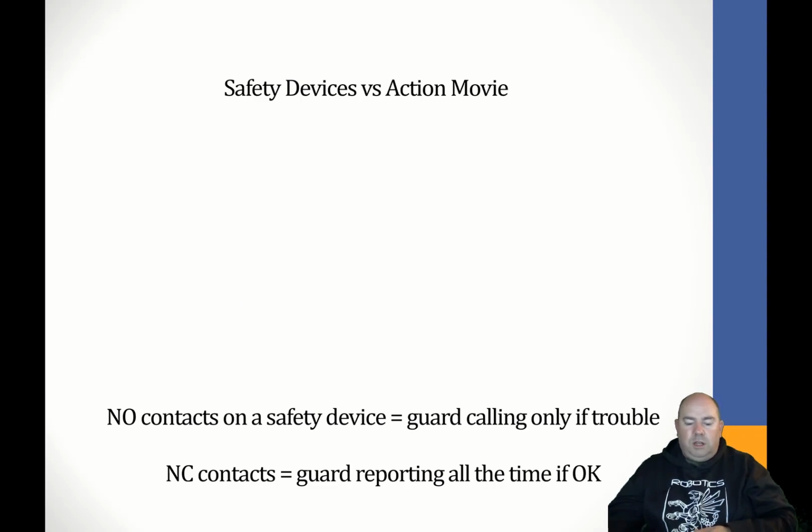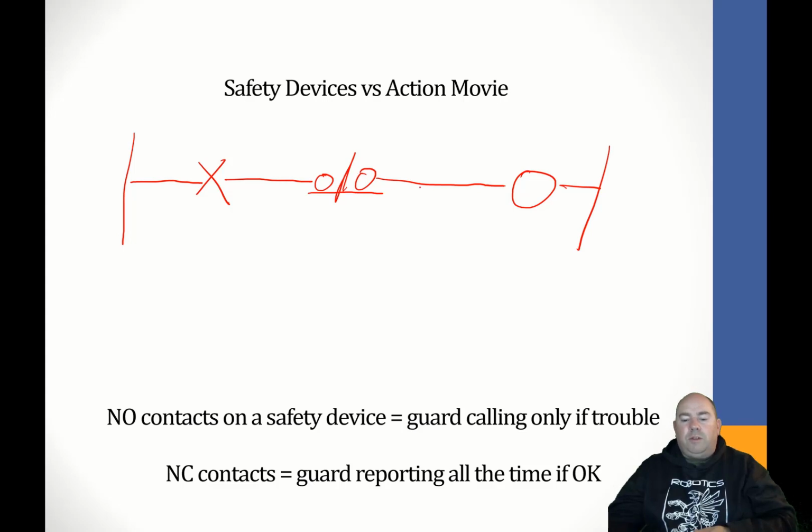So basically, normally open contacts on a safety device, it's like the guard calling only if there's trouble. Normally closed contacts, guard reporting all the time if okay. Okay, so that's the two circuits there. And like we said, with normally closed devices, even if that wire breaks, we will assume that this is a trouble condition on a broken wire, the same as if a device is activated.